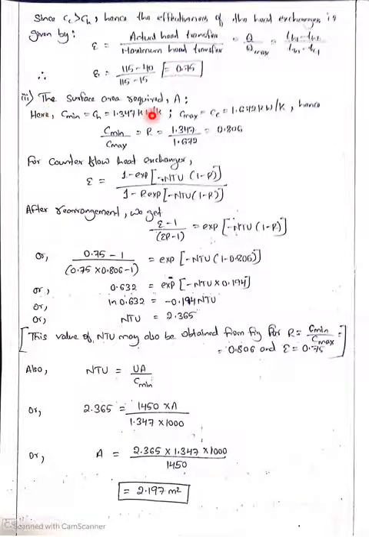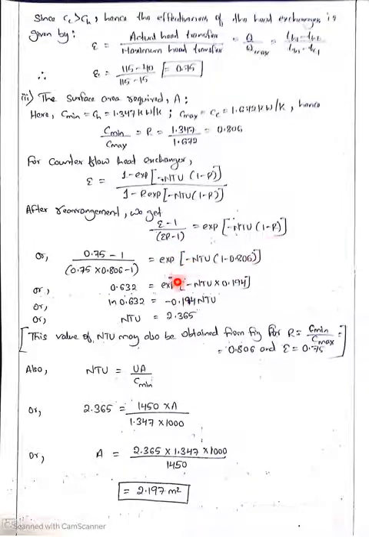The third one is the surface area required. So he is asking for the value of area. Now the very important step here is C minimum by C maximum, which you can directly take in terms of R, that is 0.806. So this is the formula for epsilon for a counterflow heat exchanger. You can get it from the data handbook, where R is nothing but C minimum by C maximum. Now if you substitute the values of C minimum and C maximum, you will get the values. You know the epsilon, you know the R, but you don't know the NTU.